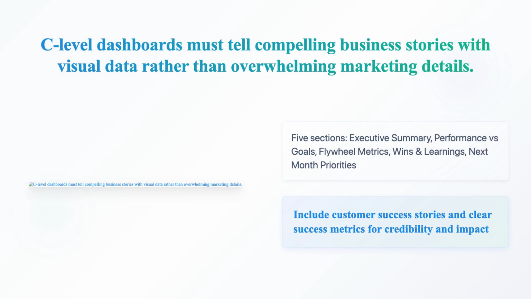Use visuals over text: charts, graphs, and traffic light indicators that show progress at a glance. Avoid marketing jargon. Speak in business language about revenue, growth, and competitive advantage. Include one customer quote or success story that demonstrates real business impact.